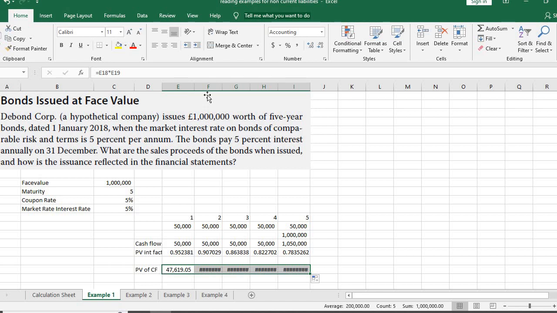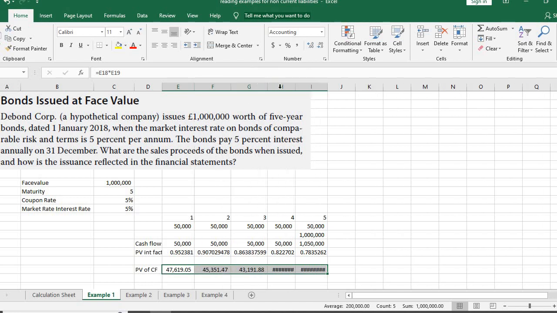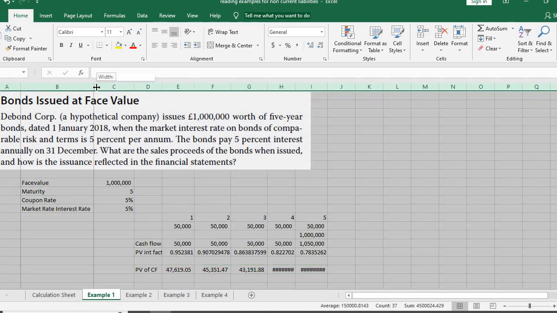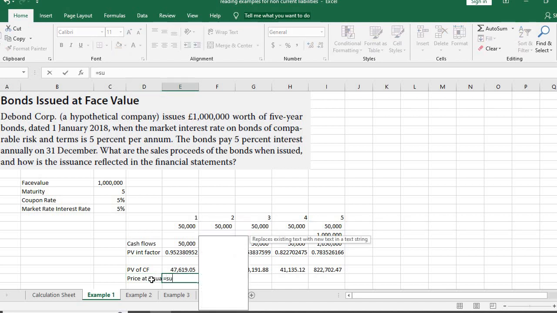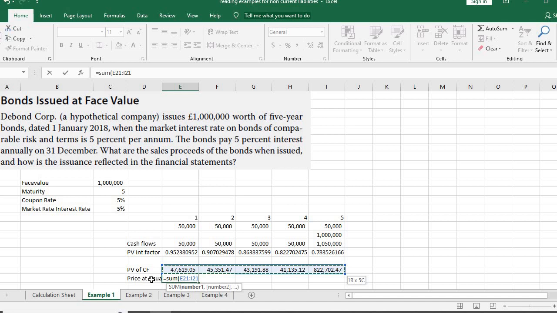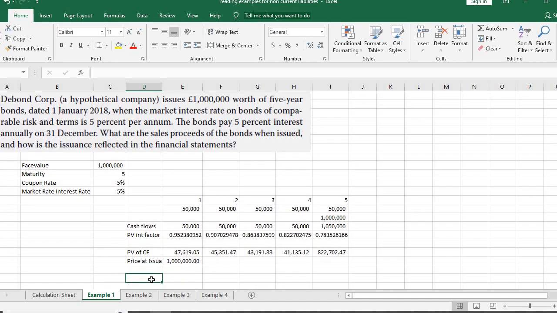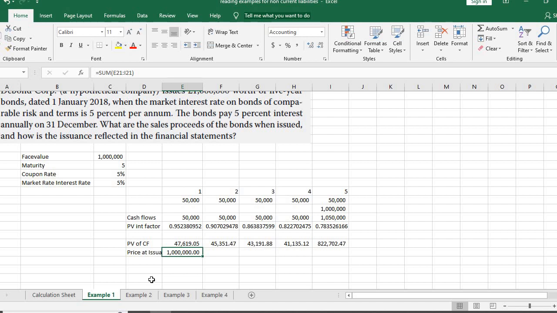So the issuance price for the bond, the price at issuance. The sales proceeds that the bond corp is going to receive for this bond is £1 million. We see here that when market interest rate and coupon rate are the same, the issuance price is the same as the face value of the bond.